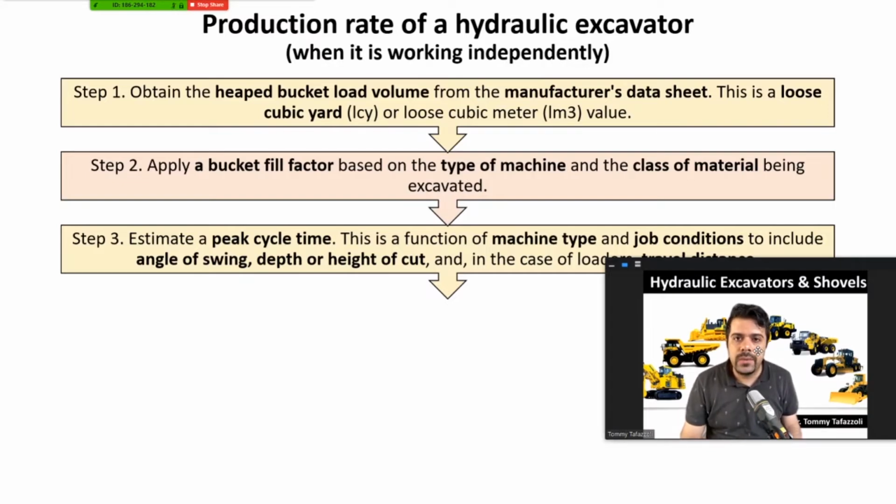Step 3 is to estimate a peak cycle time, which is a function of a few things. What is the machine type? What are the job conditions? What is the angle of swing? What is the depth or height of the cut? For example, if you go too high, or if you go too low, it would be more difficult to cut. So the production of the machine will change. And for that, we just estimate a peak cycle time.